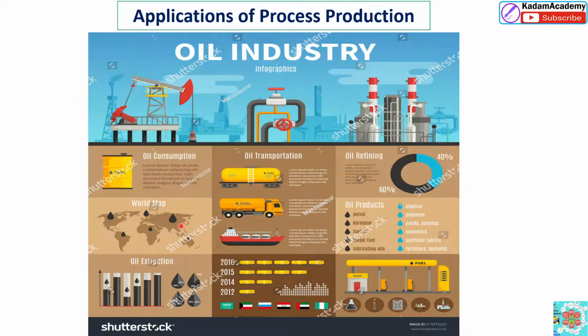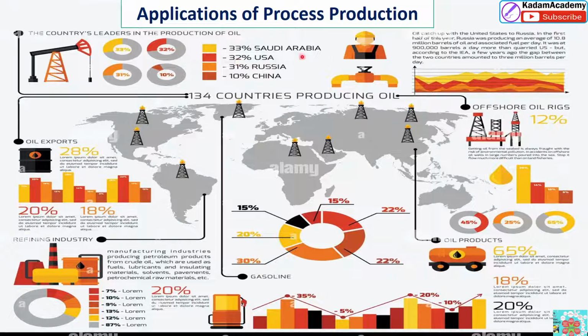I will show you the ratio of percentage. In Saudi Arabia, 33% of this oil is produced. The leading countries in oil production are Saudi Arabia, USA, Russia, and China. 33%, 32%, 31%: these three are the largest, and China has 10% production. The oil is exported from these producing countries to where the demand is, or as ordered by different countries. India is also purchasing crude oil from these countries.